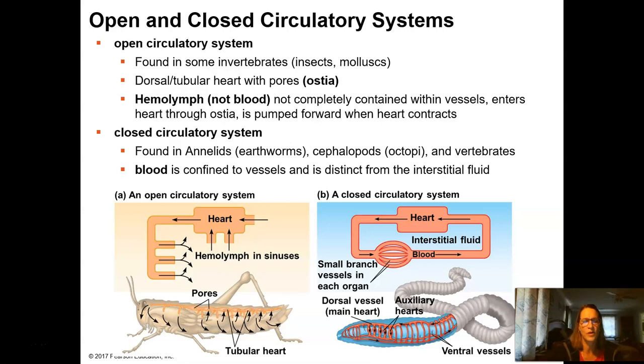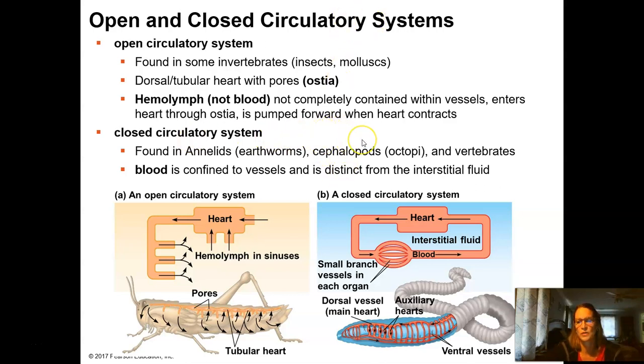There are some vessels, but the hemolymph is not contained within the vessels at all times like it is in a closed circulatory system. It spends some time in the vessels, but the rest of the time the hemolymph is surrounding all of the organs of the body. All of the tissues are being bathed in this hemolymph at all times. So that's why it's called an open circulatory system, because the circulatory fluid is not fully enclosed within vessels.